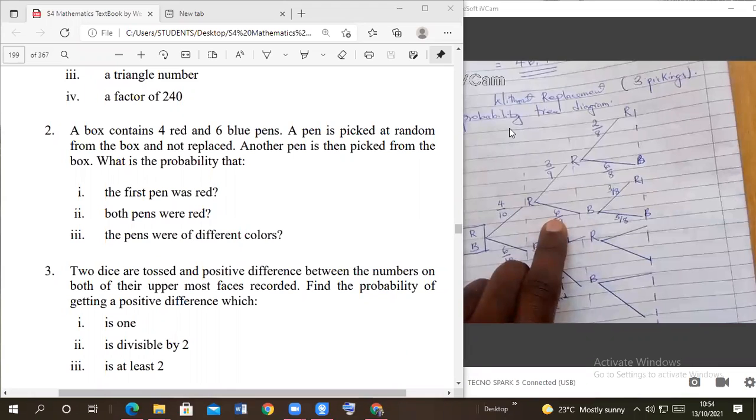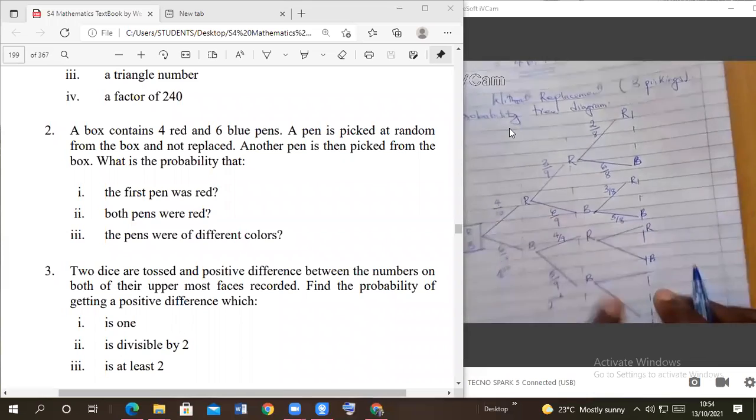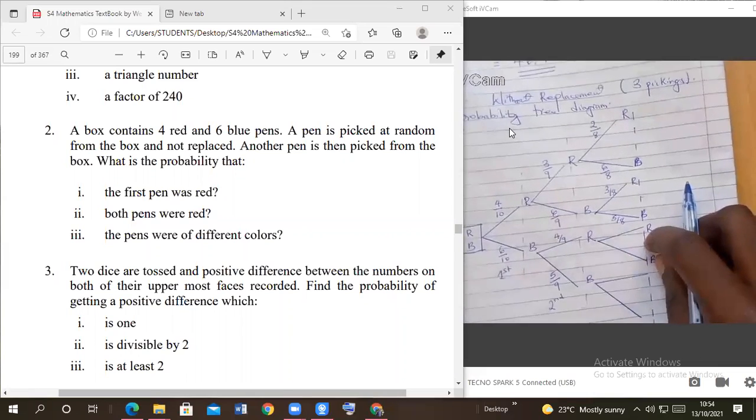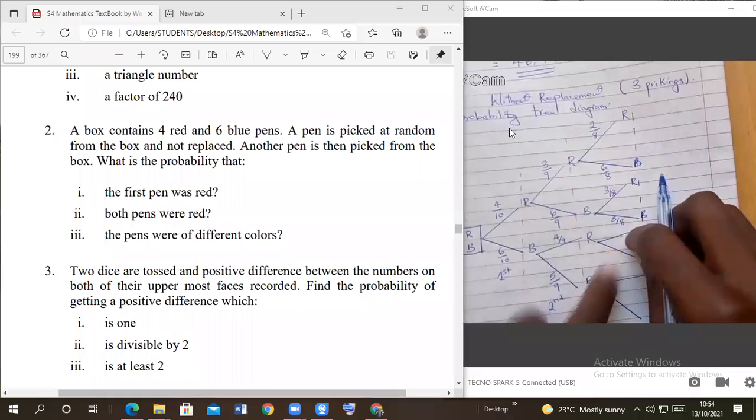Members, 3 out of 8. Red, blue. Now this time I'm going to make repetition. Here we assume we pick blue. Now here I'm again going back to red. If you pick red, which means red will be what?